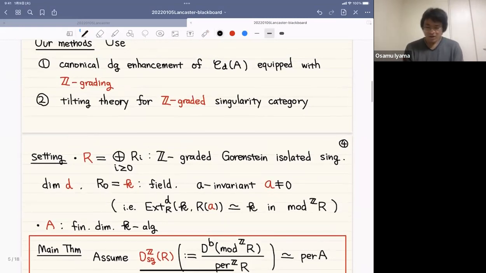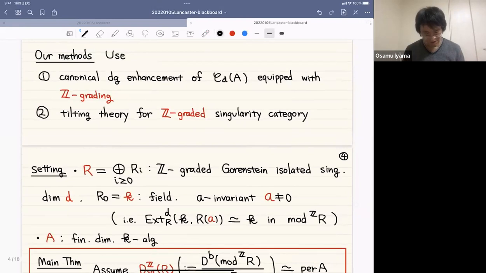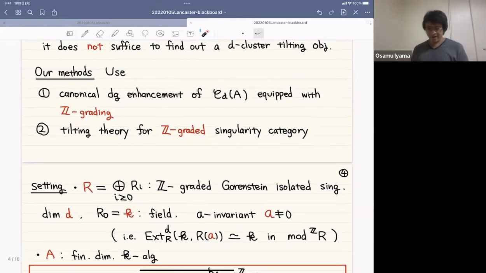Now let me explain our main theorem and the general strategy. As I said before, I simplify the Gorenstein ring side. I will discuss a very special class of Gorenstein rings in this talk, but many things still work in a much more general setting. I omit it to save time.